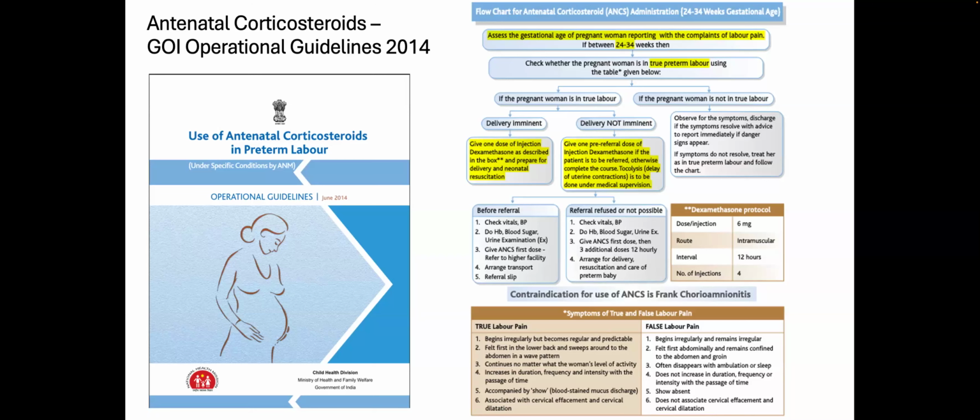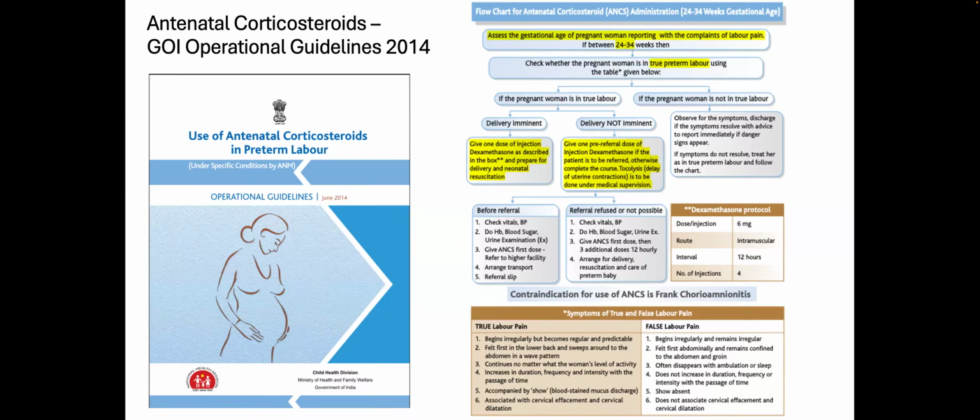which came in 2014, and they still stand valid and they've not changed yet. So whenever you get a mother who's between 24 to 34 weeks of gestational age reporting with complaints of labor pain, then you check whether the pregnant woman is in true preterm labor using the table given below. At the bottom, you can see a table which clearly mentions how to differentiate between a true labor pain and a false labor pain.